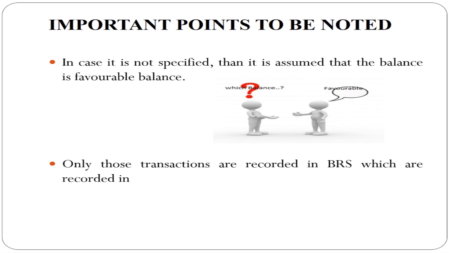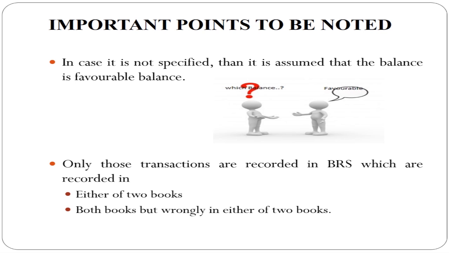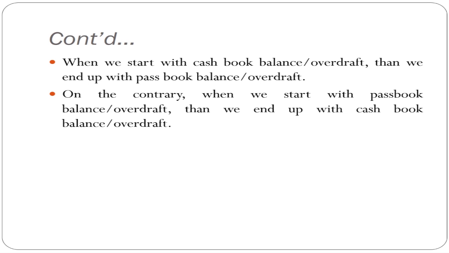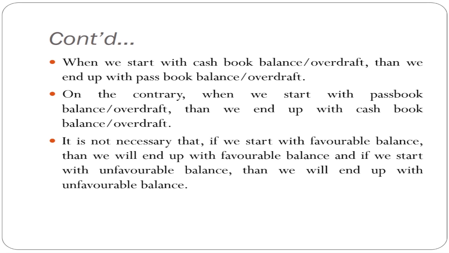Only those transactions are recorded in BRS which are recorded in either of the two books, or in both books but wrongly in either of the two books. When we start with the cash book balance or overdraft, then we end up with passbook balance or overdraft. On the contrary, when we start with passbook balance or overdraft, then we end up with the cash book balance or overdraft. It is not necessary that if we start with the favorable balance, we will end up with the favorable balance, and if we start with unfavorable balance, then we will end up with unfavorable balance.